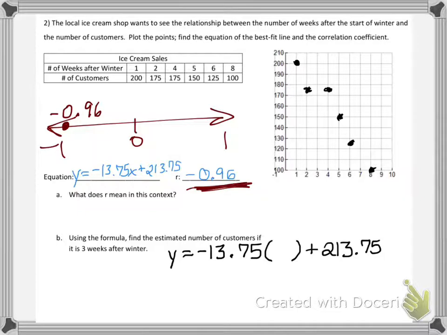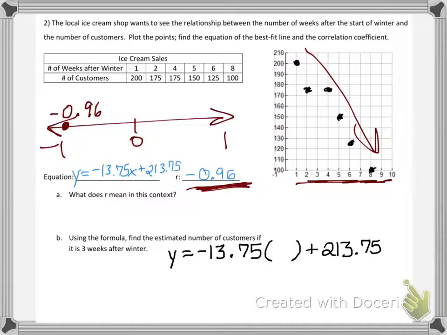Since we're talking about ice cream at the ice cream shop during the winter, after the start of winter, when it starts to get really, really cold, are people buying as much ice cream? Not really. As you can see, as the number of weeks increases, the amount of customers is decreasing. You see how it's going down? That's a strong negative correlation. As the number of weeks continues to increase, the number of customers is decreasing. It's going down.